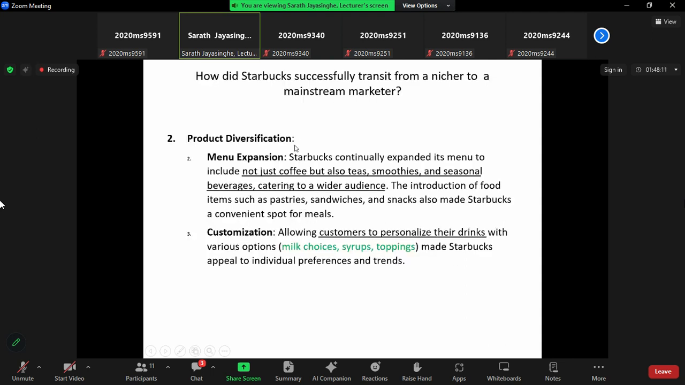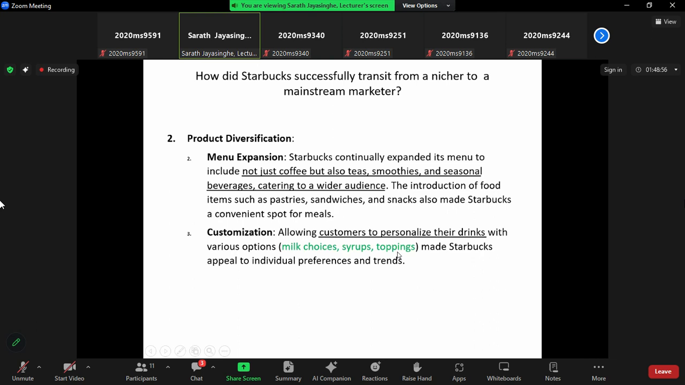The other one, product diversification, will be there. Menu expansion: Starbucks continually expanded its menu to include not just coffee but also teas, smoothies, and seasonal beverages, catering to a wide range. So you can diversify your offering, and then you can go to the mainstream. The introduction of food items such as pastries, sandwiches, and snacks also made Starbucks a convenient spot for meals, right? And customization, also customize to personalize their drinks with various options: milk choice, syrups, toppings.